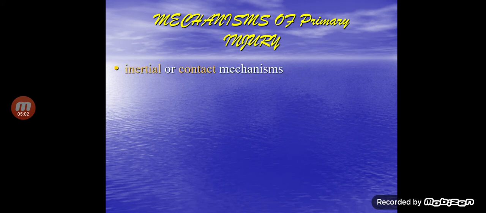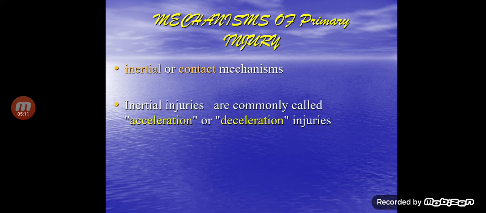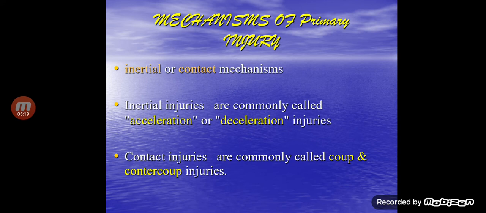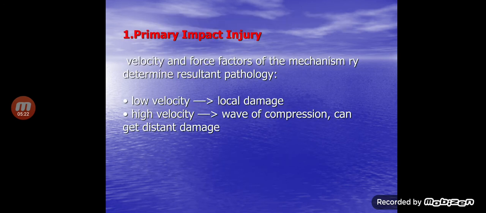In the mechanism of primary injury, we may have either inertial or contact mechanisms. Inertial injuries are commonly called acceleration or deceleration injuries. Contact injuries are commonly called coup and counter coup injuries. In the primary impact injury, the velocity and force factors of the mechanism may determine the resultant pathology. So, in cases of low velocity, the damage may be local. In high velocities, waves of compression can lead to distant damage.